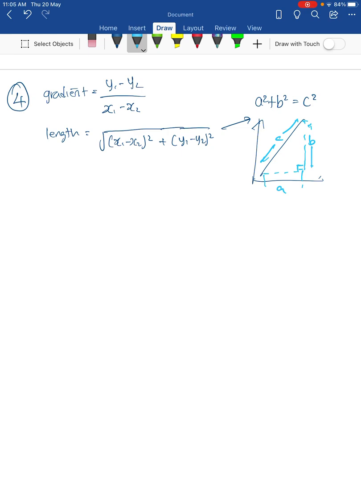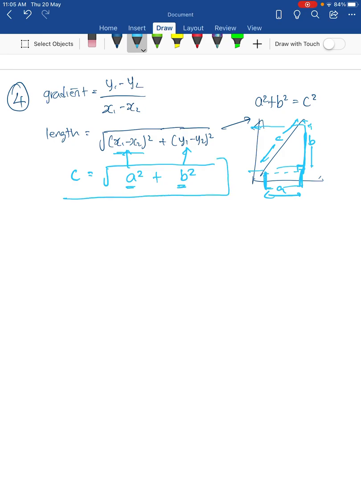So actually c equals the square root of a square plus b square. And why is a equal to this? To find the length between the two coordinates, you have to use the x coordinates to minus off one another. And to find the b, the vertical line, you need to use the y values, y1 minus y2, to minus off and get the value. To remember this, you go back to the concept of Pythagoras theorem, c equals the square root of a square plus b square.